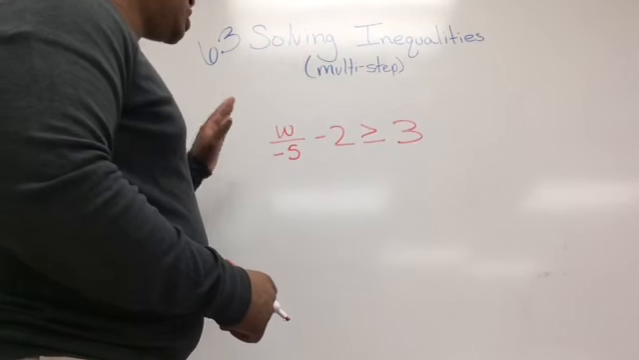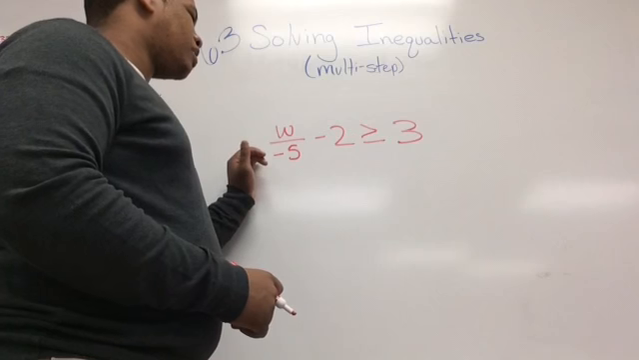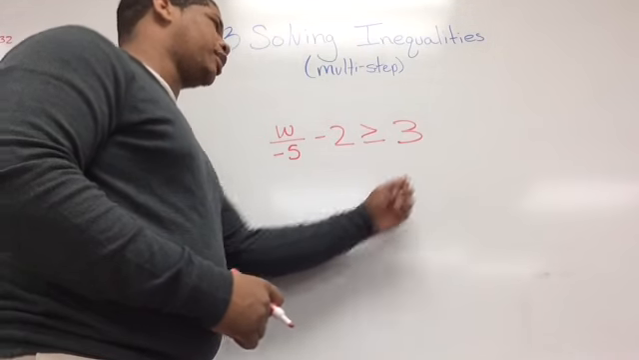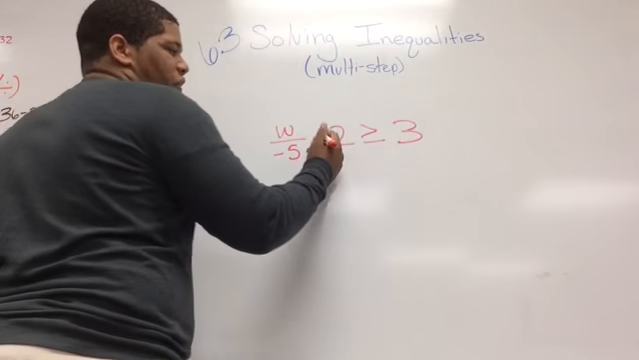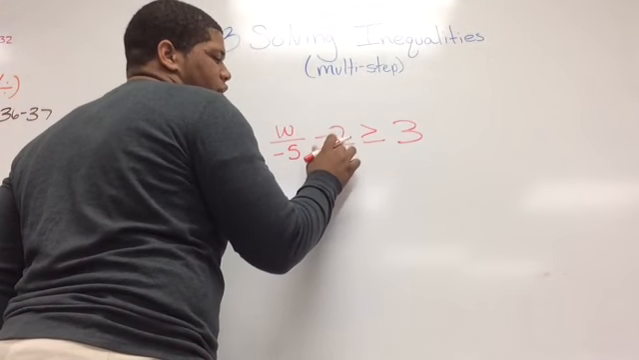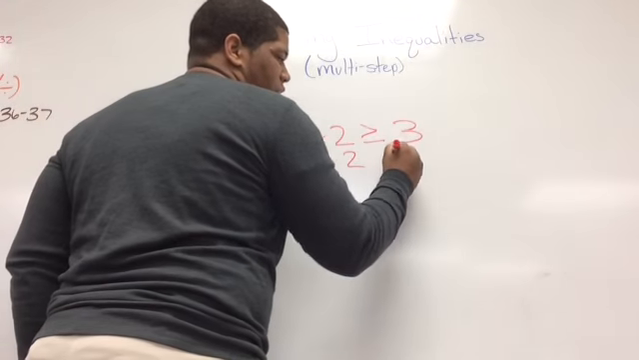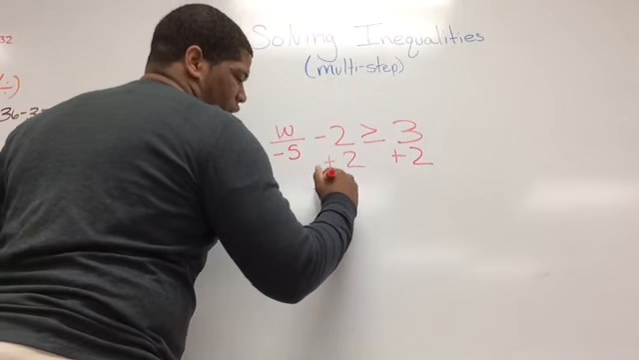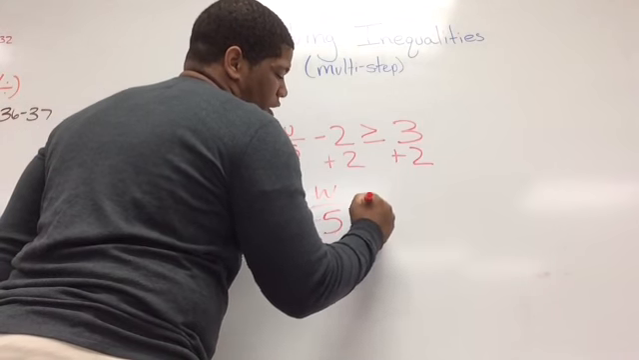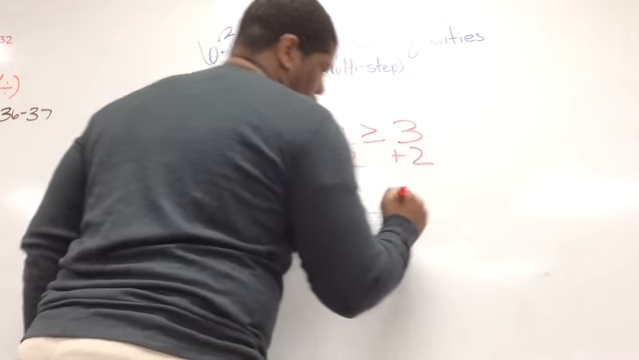Okay, so my next problem is w over negative 5, minus 2 is greater than or equal to 3. So, once again, the first thing that I do is I get rid of my addition or subtraction, and here I have a minus 2, so I want to add 2 to both sides. And I'm left with w over negative 5 is greater than or equal to 5.